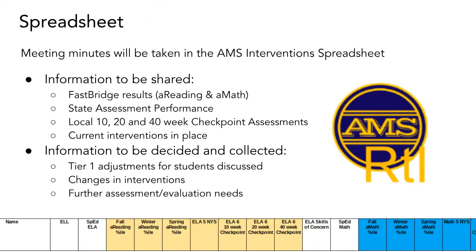So we have this spreadsheet that everyone will have access to, and the meeting minutes will be taken on this intervention spreadsheet. What exactly is going to be shared? We're going to share the FastBridge results from both reading and math, state assessment performance, and our local 10, 20, and 40-week checkpoint assessments, and of course any current interventions that are in place in your classrooms.